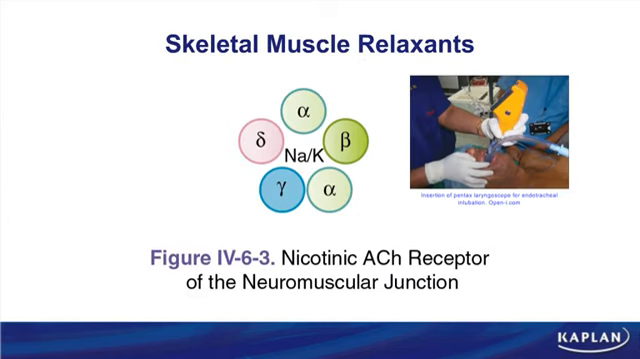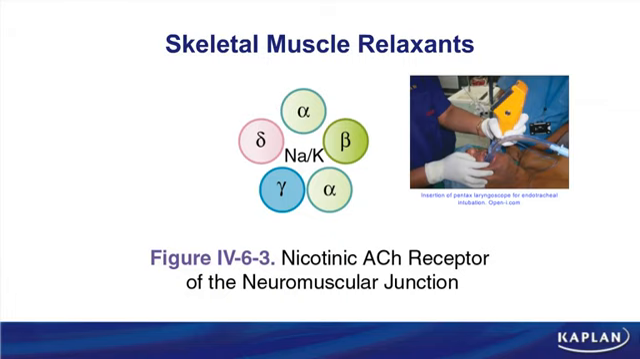When you think about skeletal muscle relaxants, focus on exactly where these drugs are going to work to relax the skeletal muscle. The target for these drugs most often is the nicotinic N sub M receptor found at the neuromuscular junction. We see that receptor depicted for us right here. The receptor has 5 subunits. Notice that 2 of those subunits are alpha subunits. That's where acetylcholine is going to bind.